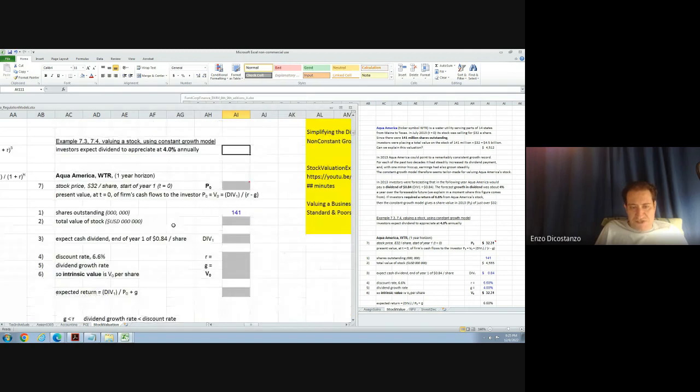So we wrote the number of shares, 141 million that we have. The dividend at the end of year 1 is 84 cents. The expected rate of return is 6.6%. The dividend growth rate is 4%, and we're going to compute the intrinsic value, and we're going to start backing out lots of numbers.